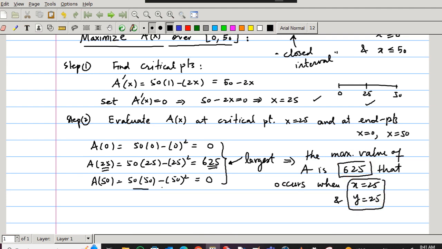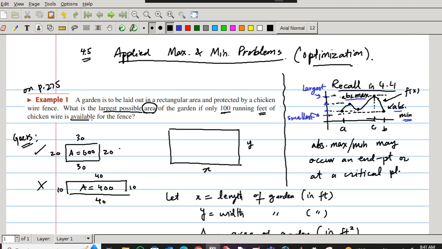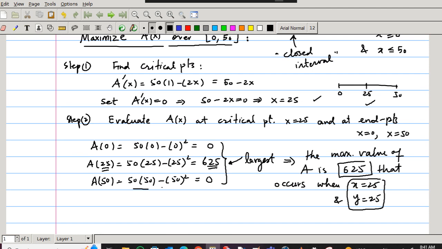So see what we were guessing at the beginning, right? 20, 30, 40, 10, even 24, 26 will not give me the maximum area. You can try that. So let's try. If I take x as 26, 6 here and 24, so this will give me 100, right? So what will be the area? Area will be 26 into 24. You can find that. It will be 624, I guess. So see, it's less than 625.